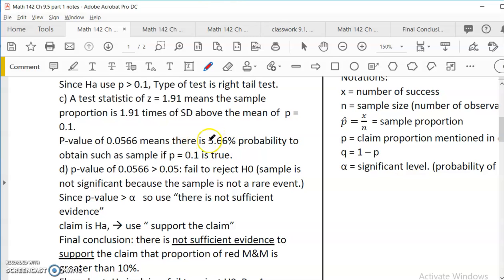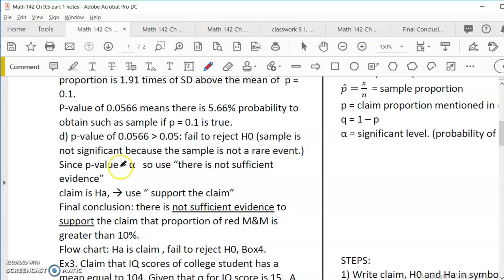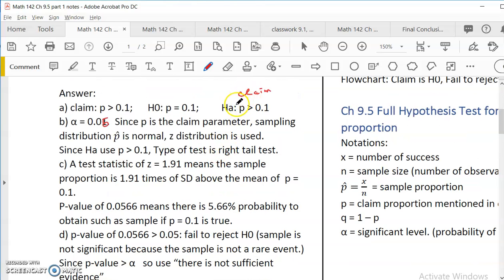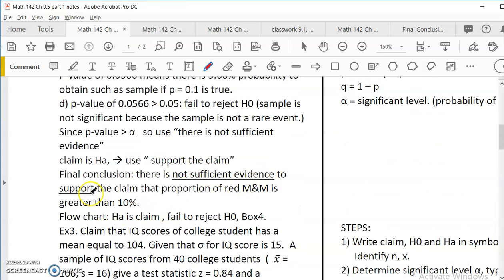Now 5.66% is actually quite low, but if I compare it with my alpha of 0.05, it is greater than that, so it's just over the threshold. So we cannot say that it is rare. We say, oh, we fail to reject x0. I cannot reject x0. The sample is not significant. So if you don't have a significant sample, you would say not sufficient evidence. You cannot reject anything, right? But my claim is actually in here. I'm not in x0, so you would use not sufficient evidence to support the claim.